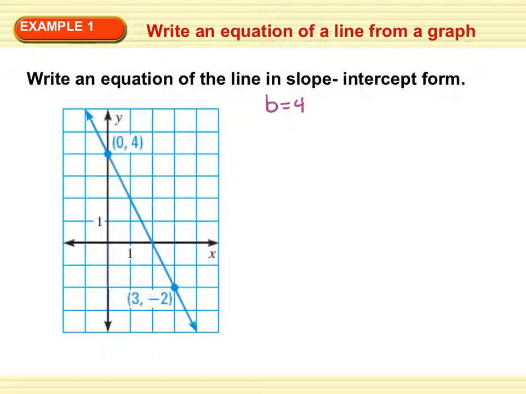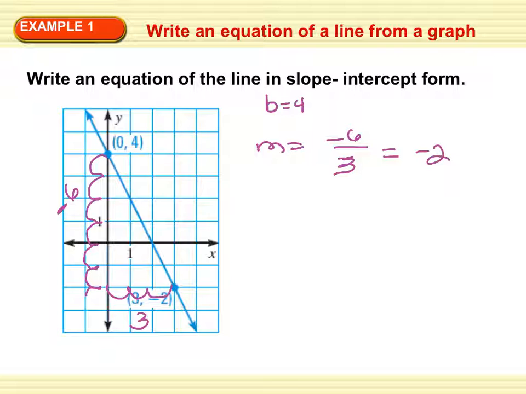And then my slope, does it matter which one you count from and to? No, it doesn't. Because I can go down 6, which is -6, and right 3, which is +3. So it's -6/3, which is -2. Or I can go up 6, left 3. It's still 6/-3, which is still -2. So the order in which you do it doesn't matter.